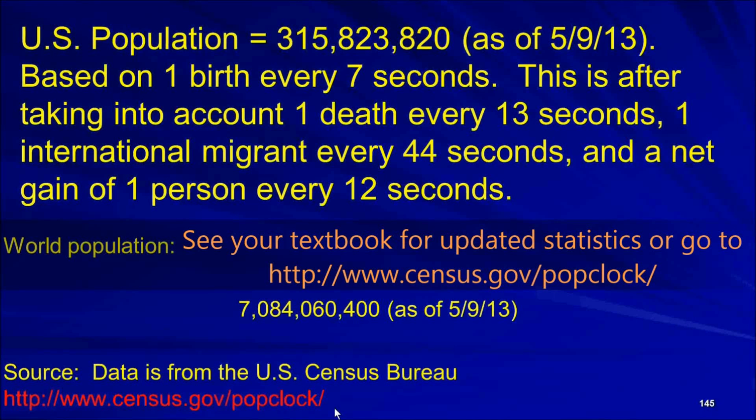Based on the population clock, we have one birth every 7 seconds. So every 7 seconds, we have one new person adding to the total number of people in this country. And this is after taking into account one death every 13 seconds and one international migrant every 44 seconds, and we have a net gain, therefore, of one person every 12 seconds.